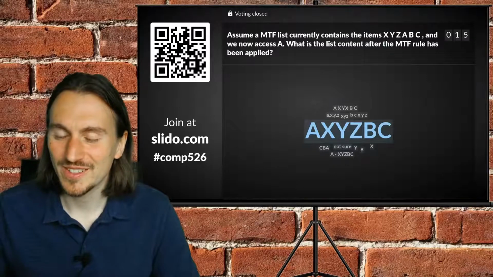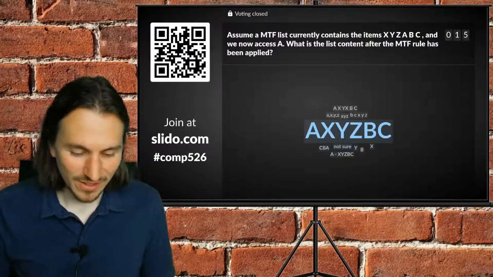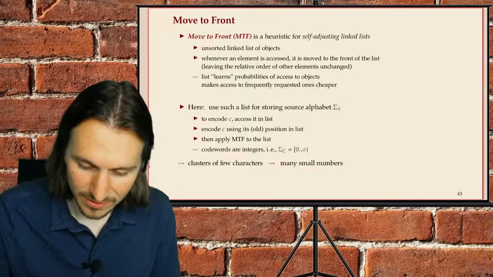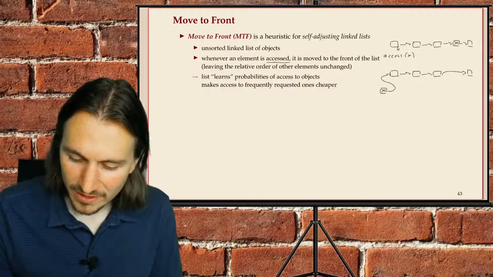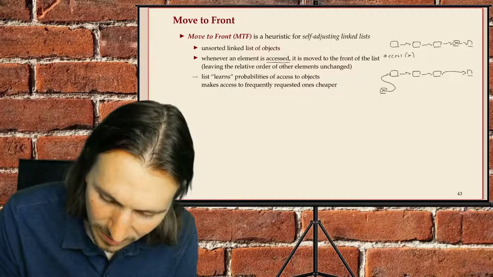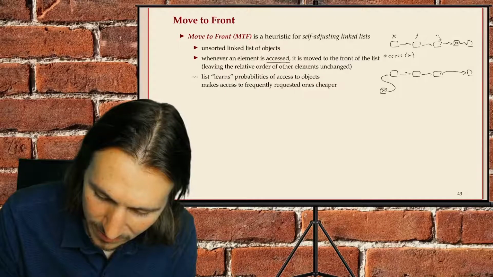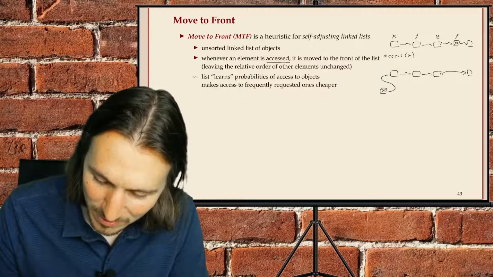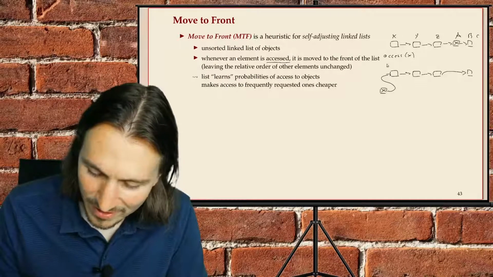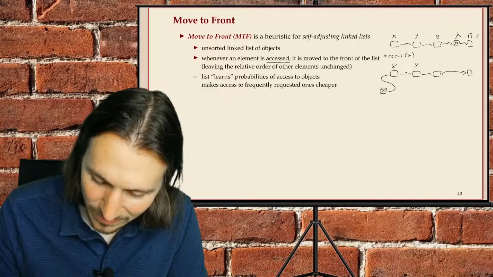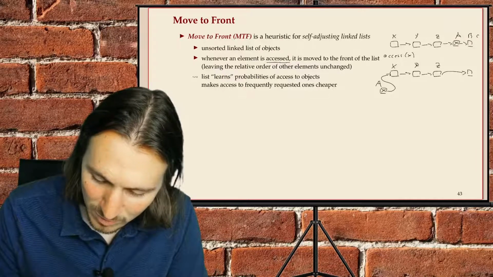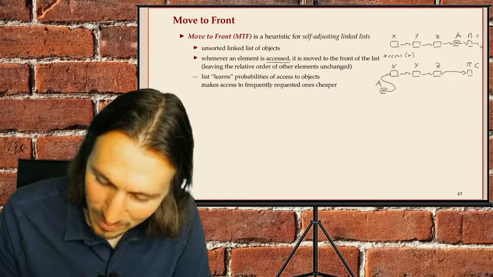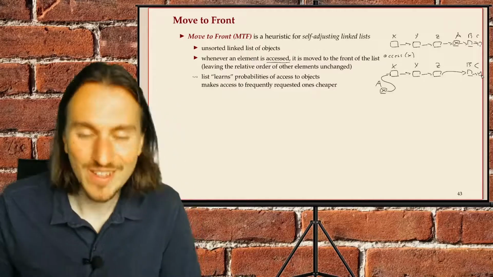Okay, so that's how move to front works. As I've had it in this tiny example here, this used to be X, Y, Z, and now I used X here instead of A, but it was A, B, C, and then after that you would have A, X, Y, Z, B, C. Another box for the C. Doesn't fit on the slide.